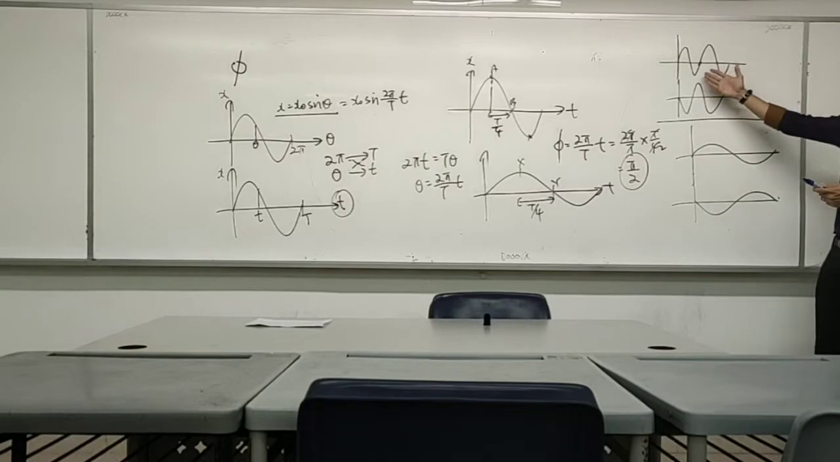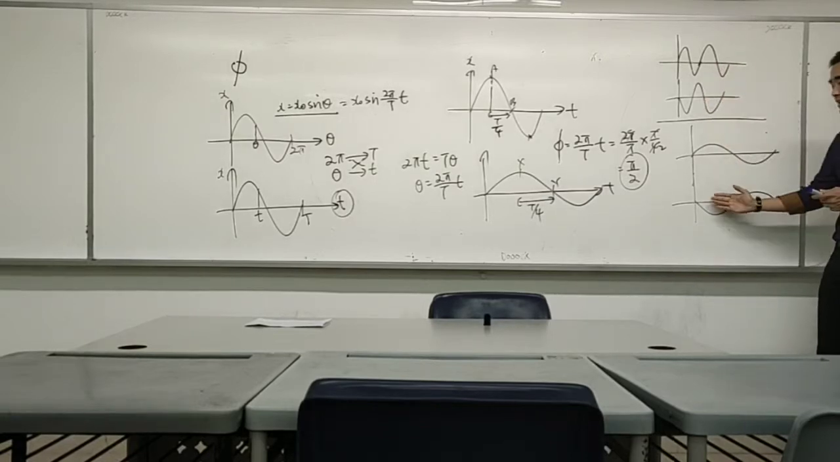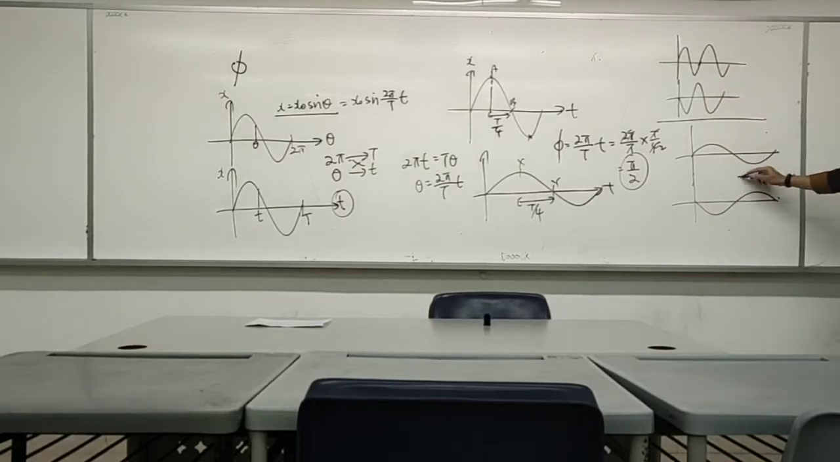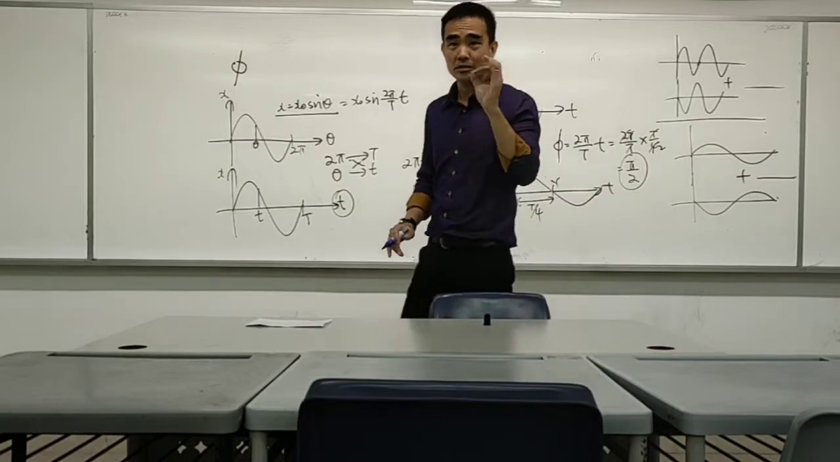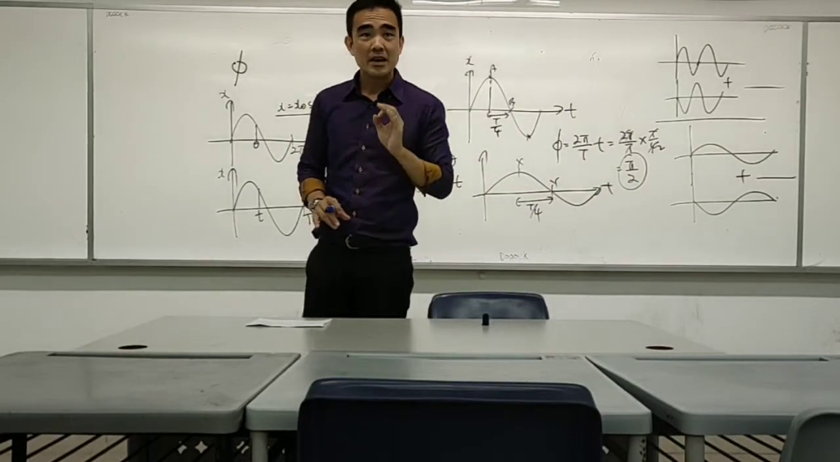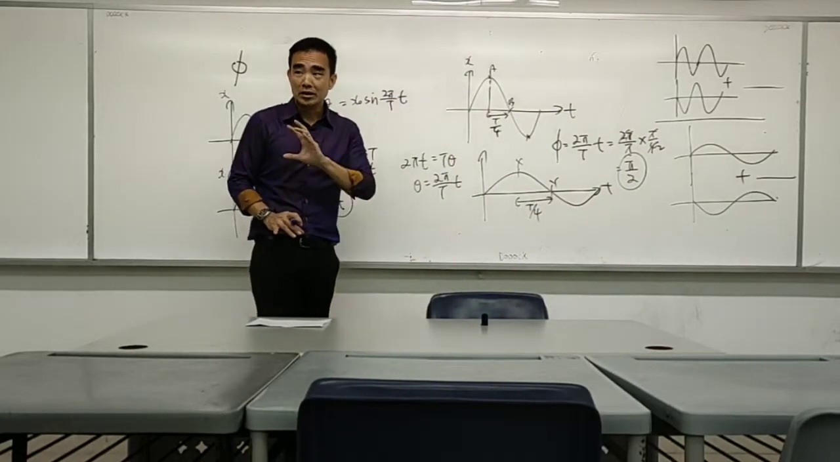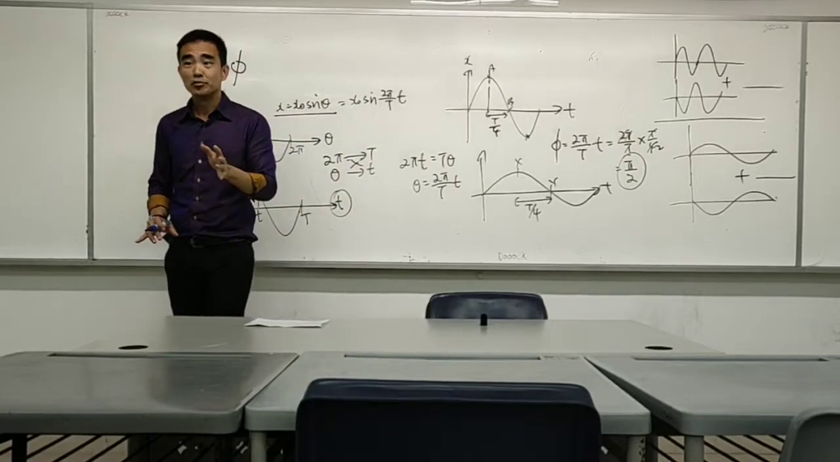So if I tell you that this is 1 second apart, this is 10 seconds apart, I have no way of telling how these two are going to add up. But once I tell you that these two are pi radians out of phase, I don't even need to know the time or the period. I know immediately the outcome will be 0. So that's why phase difference is a very important relationship between two waves, as opposed to time difference.